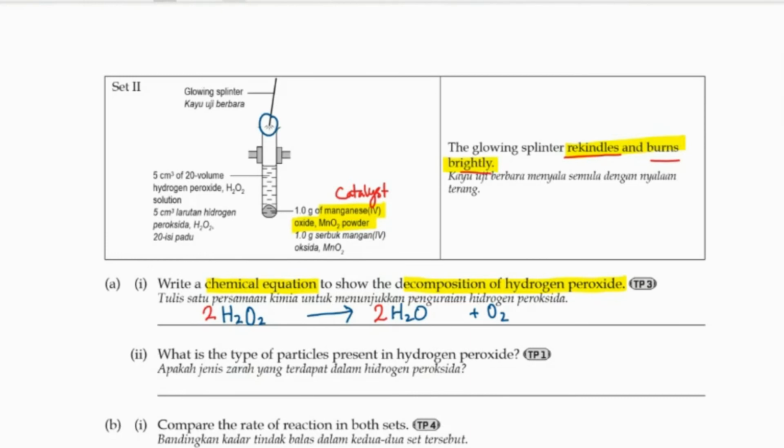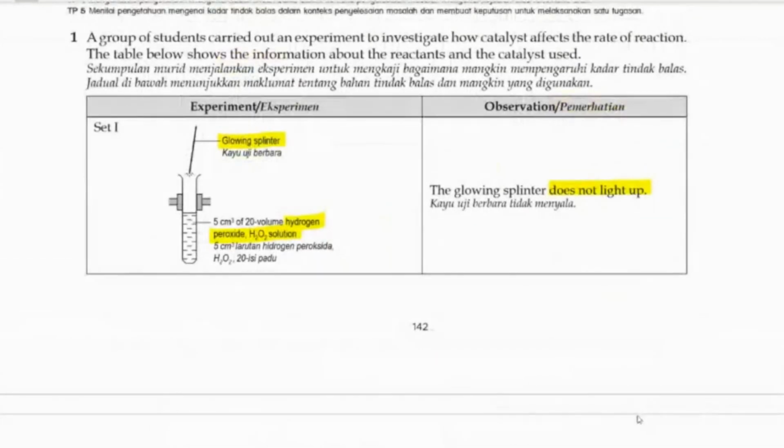So if it can decompose to form oxygen, it will make the glowing splinter rekindle and burn brightly. But without a catalyst, it cannot decompose, meaning that no oxygen is produced.